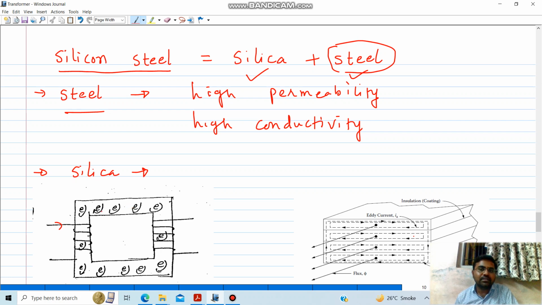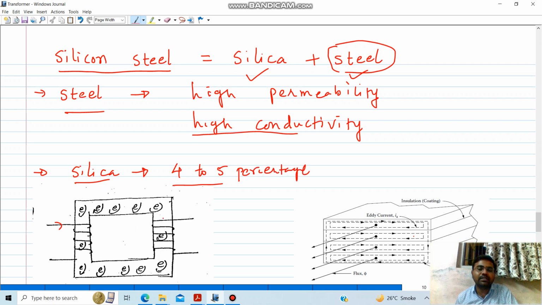Now in order to reduce this current flow, we have two possible solutions. One is we can add silica. If we add silica to steel, then this silicon steel will have low conductivity. Ultimately this silica adds some resistance, so it will control the eddy current magnitude, and that's why the eddy current losses are reduced. In reality, while making silicon steel, they add 5% silica.